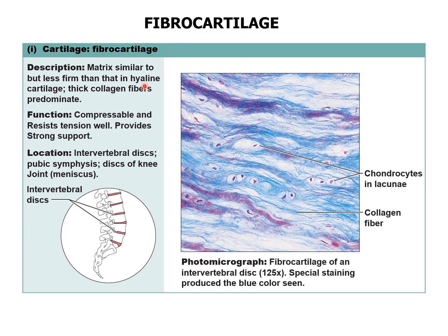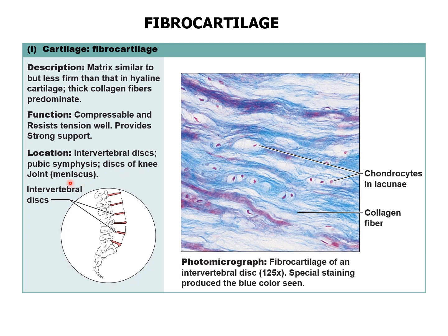It's sort of like hyaline cartilage, but it has really thick collagen fibers. You can see these small little chondrocytes in their lacuna and all of that collagen that's in the extracellular matrix. Fibrocartilage is found in three specific locations: your intervertebral discs between your vertebrae, they are fibrocartilage.